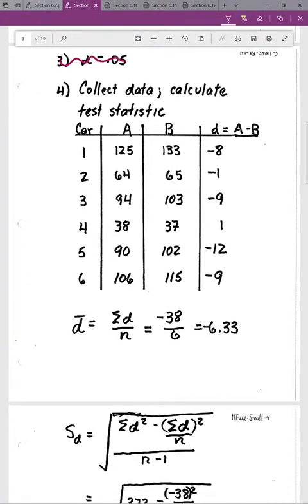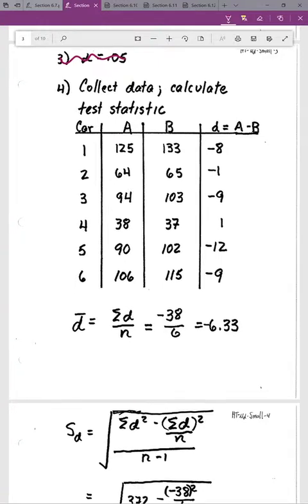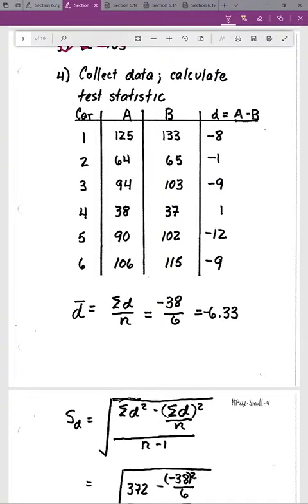Step 4, collect our data and calculate our test statistic. Now, for you guys, this will normally just be given for you, but you will have to calculate your test statistics. So for cars 1, 2, 3, and 4, we have our values for A and B. By subtracting, we have our difference column.